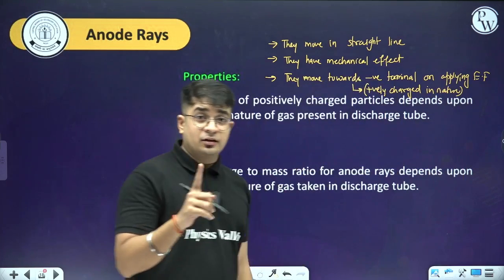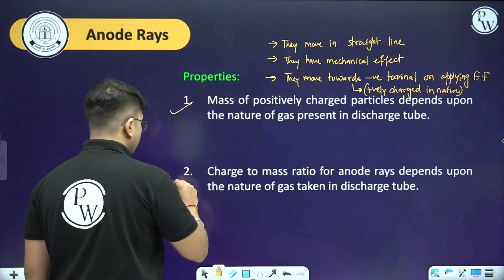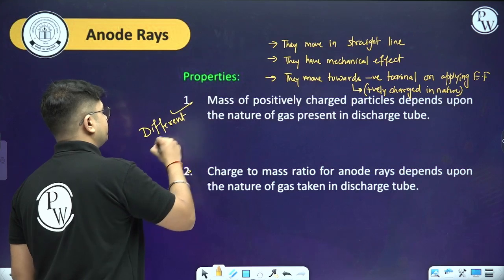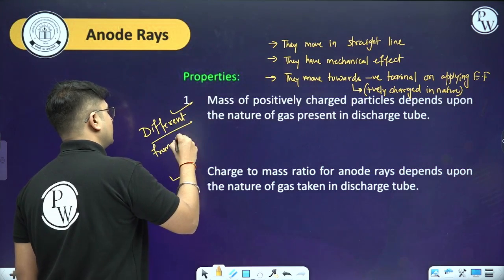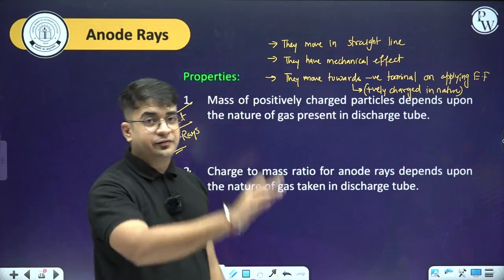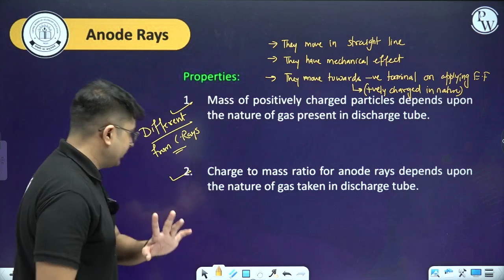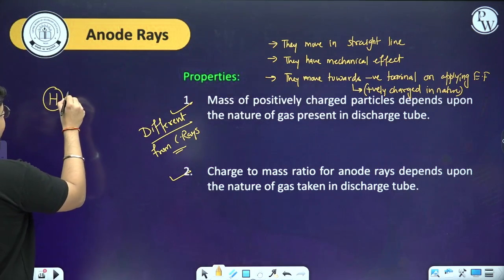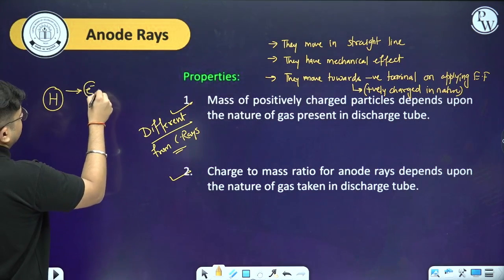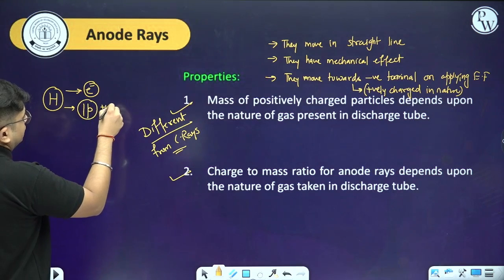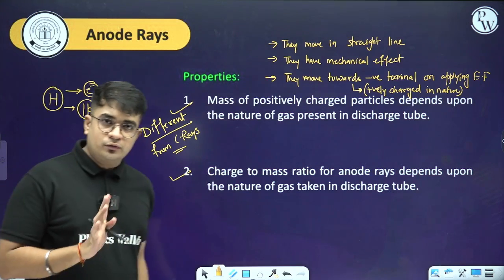Now the main thing which was different, these two points were entirely different from cathode rays, because let me tell you. Let's say I am using hydrogen. Hydrogen contains electrons as well as one proton which is positively charged.